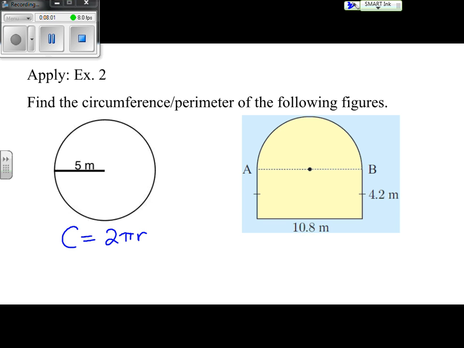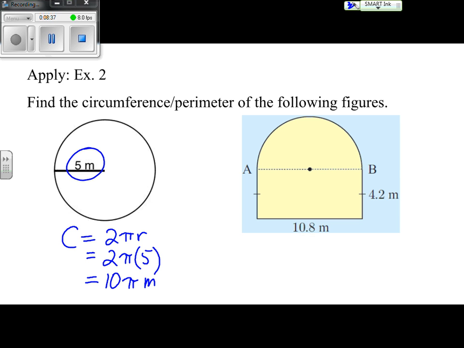Well, this is a pretty straightforward one because they've already given us our r. How do we know it's the r? Because it's the radius. It starts at the center of the circle and extends to the outside of the circle, or the circle itself. And so I'm going to have 2, which is a constant, never changes in this problem, pi, which is also a constant in this problem, and then I'm simply going to replace my r, which is 5. And so I end up with 2 times pi times 5, or 2 times 5 is 10, so I have 10 pi. Now that's an exact value, and you can leave your answer like that unless it says otherwise.